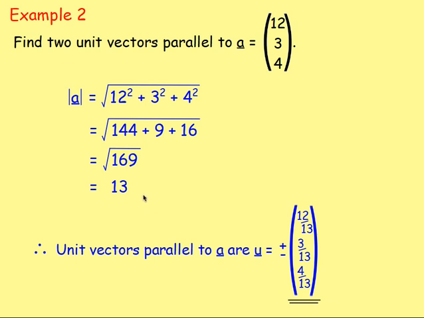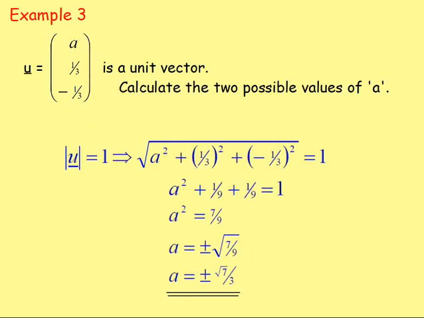Well, remember, to get the unit vector, you have to divide by that length. So you would divide by 13. So you'd have 12 divided by 13, 3 divided by 13, and 4 divided by 13. That would give you one of the unit vectors, but you can also have the negative. You could have the same length, but the opposite direction, which is why you'd have a plus and a minus for that. That will give you the two unit vectors that are parallel to A.